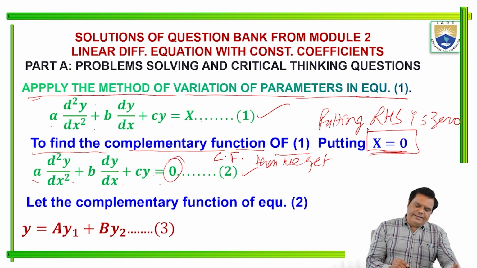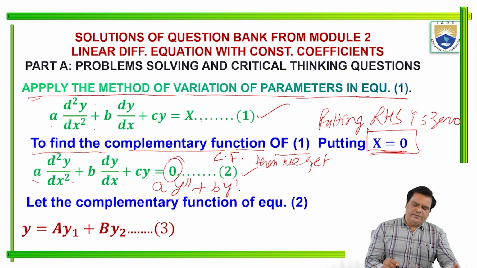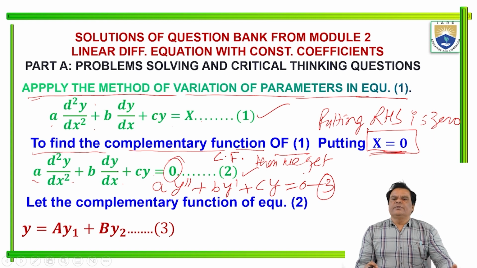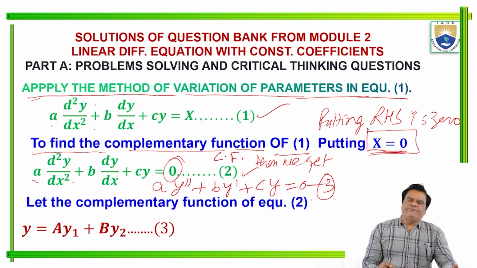Equation 2 can be written as a y double dash plus b y dash plus c y equal to 0. This is equation 3. Here y double dash means the 2nd differential of y with respect to x, and y dash means the 1st differential of y with respect to x, and y is some function of x.